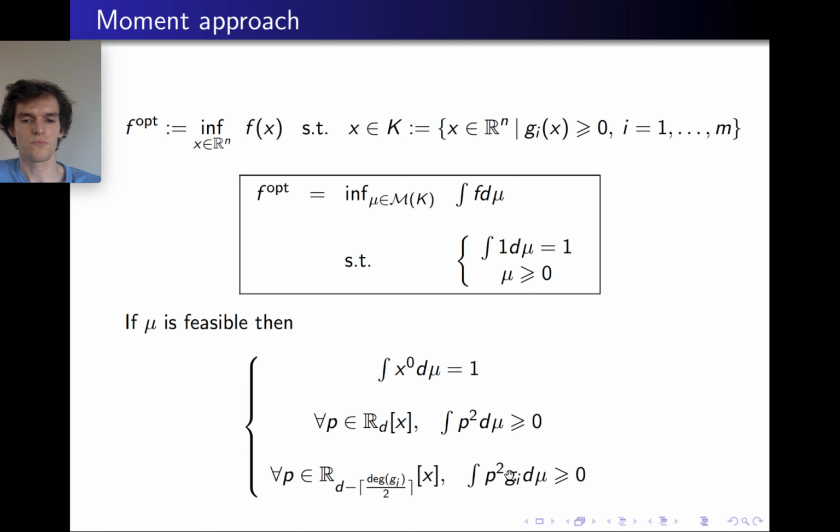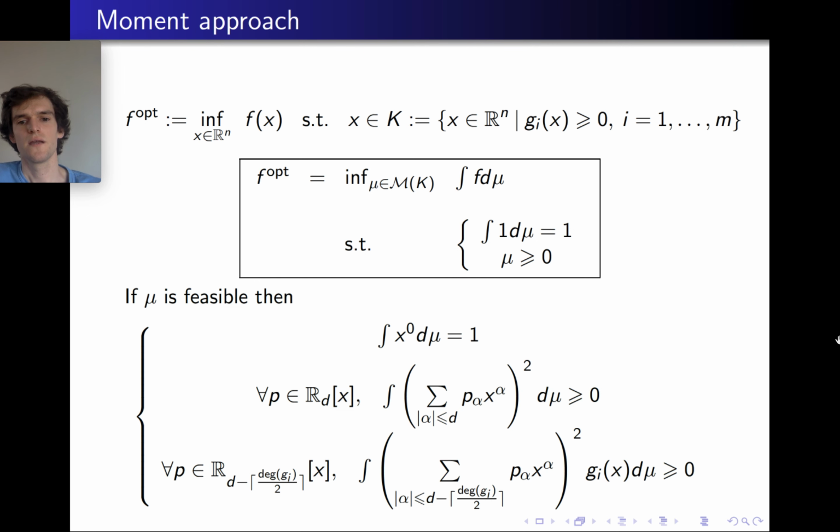And so if you go back to the definition, mu being non-negative means that for any function that is non-negative on K, the integration with respect to mu should be non-negative. So again, that's what we're using here. Okay, and so we use this multivariate polynomial notation. So p is the sum of these coefficients times these monomials. So these are multivariate monomials.